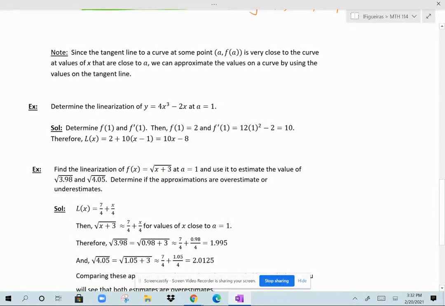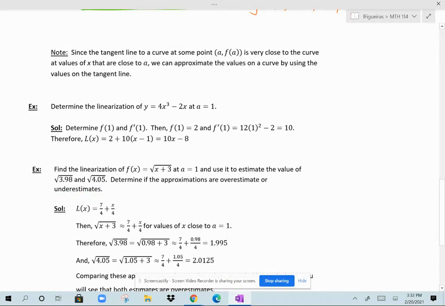In this next example, I'm going to show you why this would be convenient in order to help us compute values. So we want to find the linearization of the function f of x equal to the square root of x plus 3 at a equal to 1. So by the way, a doesn't always have to be 1. It's just a coincidence in these two examples. At a equal to 1, and use it to estimate the value of square root of 3.98 and the square root of 4.05. And then we will determine if our estimations or approximations are an overestimate or underestimate.